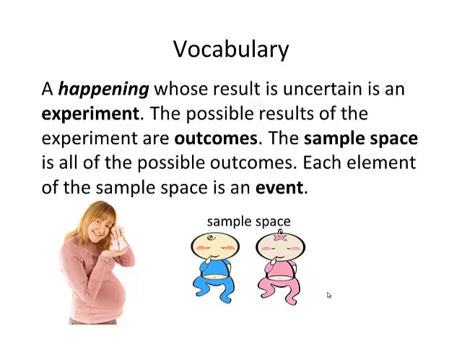And each one of these choices or happenings is an event. So it's either going to be a boy event or a girl event. And each one of these events added together is the sample space. And because of this thing that's going to happen where you're not sure what's going to come out, it is called an experiment. So I hope you got those terms straight in your head.